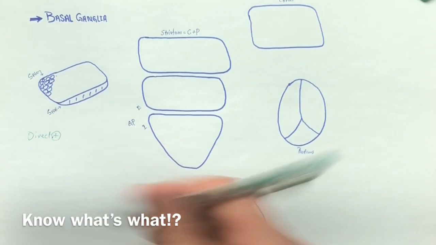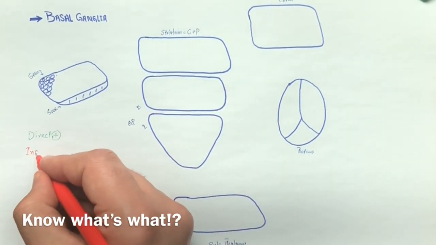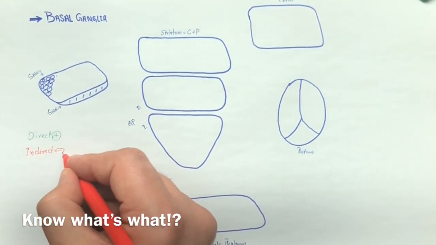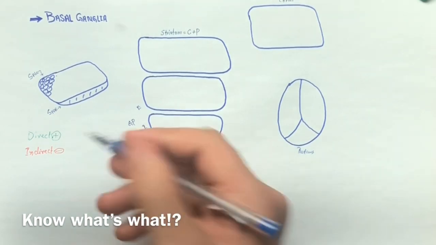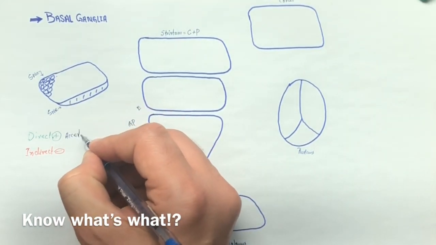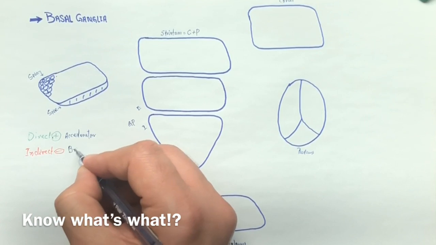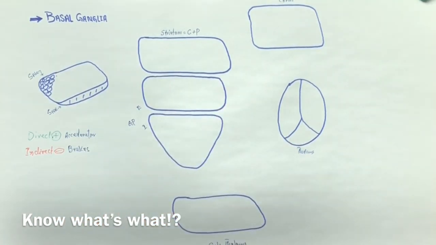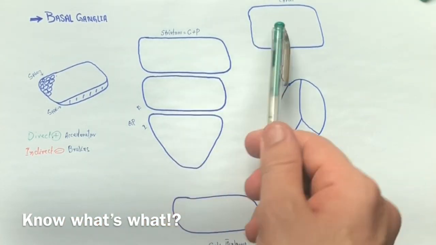And the indirect pathway is inhibitory. So here you go, inhibitory. The direct pathway works like the accelerator in your body, and the indirect pathway is like the brakes. So what do I mean by this? I'll give you the example at the end of the video.